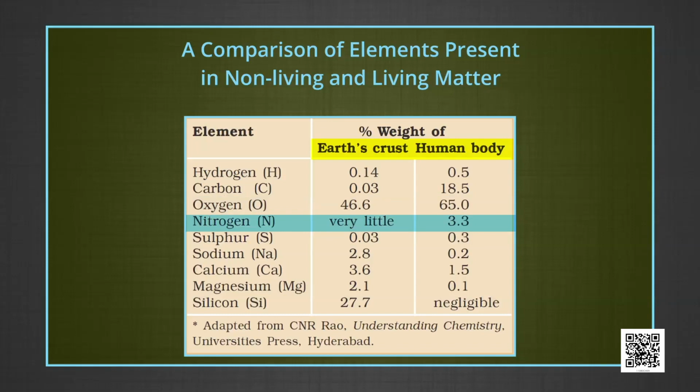Nitrogen has a very small percentage weight in earth crust, but in the human body it is 3.3%. Sulfur is 0.03% and in the human body it is 0.3%. Sodium is 2.8% and in the human body it is 0.2%. Magnesium is 2.1% weight in earth crust, whereas in the human body it is 0.1%. Silicon has a percentage weight in earth crust of 27.7%, but in the human body it is negligible.